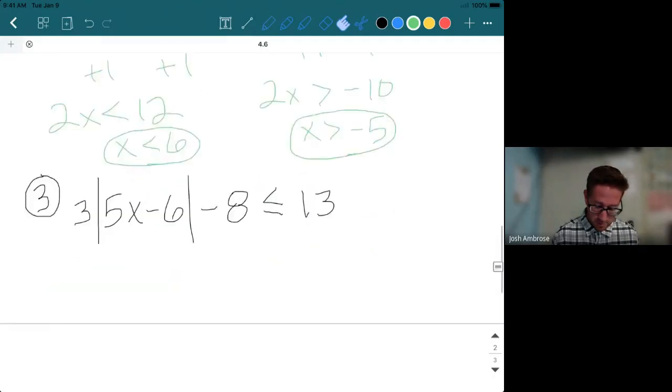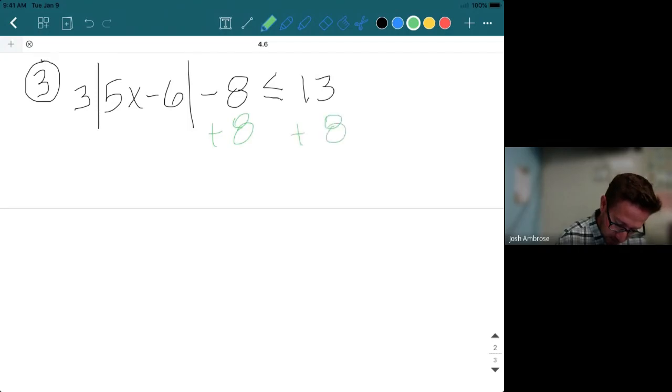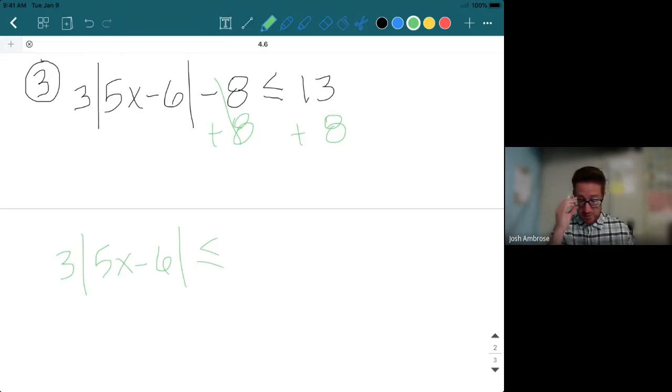We only got 1 more to go. So this should be solid here, all right? But remember what you did in the last section. Remember how you have to take care of everything that's outside the absolute value first. Then we can proceed. So let's do that first. All right, so we have to add 8. Add 8. That crosses out. There's a 3. Absolute value 5x minus 6 less than or equal to 13 plus 8. That's going to give us 21.